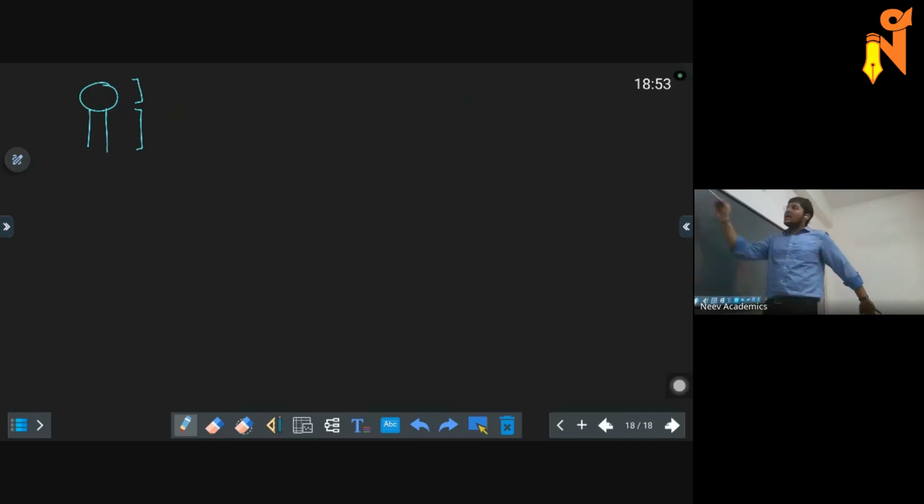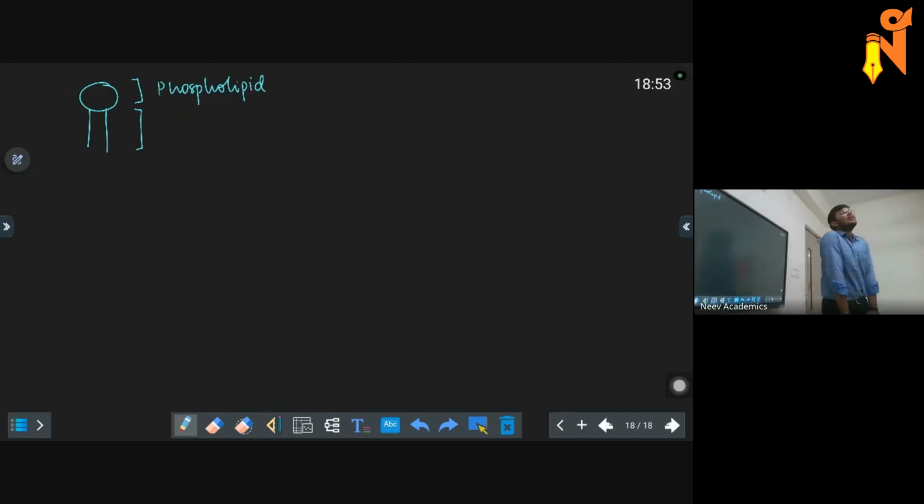Now, the head part, which is made up of phospholipid, is actually polar in nature. Polar means it will be hydrophilic in nature. Water being a polar molecule, polar attracts polar, non-polar attracts non-polar.